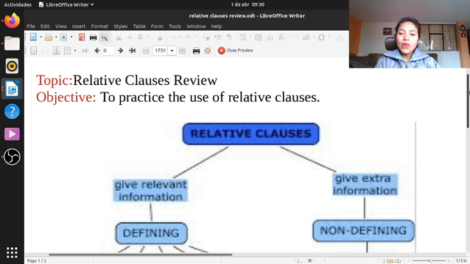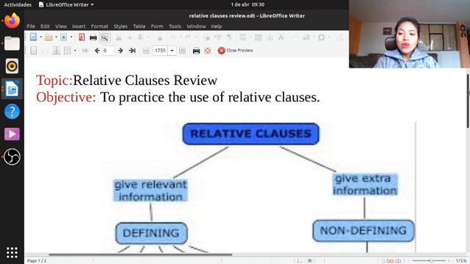Do you remember when we use who? Excellent, we use who for people, right? And do you remember when we use where? Very good. We use where for places. Excellent. Okay. And do you remember when we use relative clauses? And how do we structure a sentence in a relative clause?